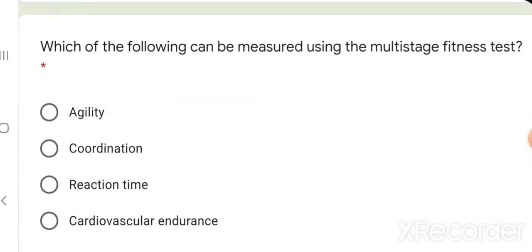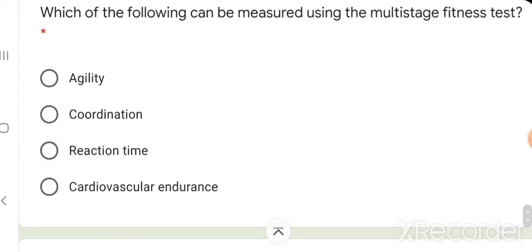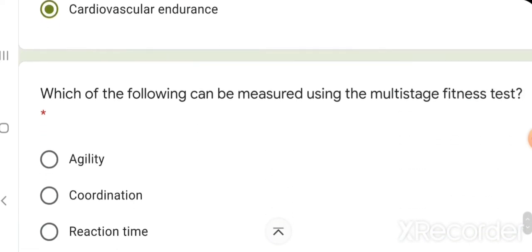Which of the following can be measured using a multi-stage fitness test? Is it agility, coordination, reaction time, cardiovascular endurance? Multi-stage fitness test, they also call it bleep or beep test. Answer is cardiovascular endurance. Next question.